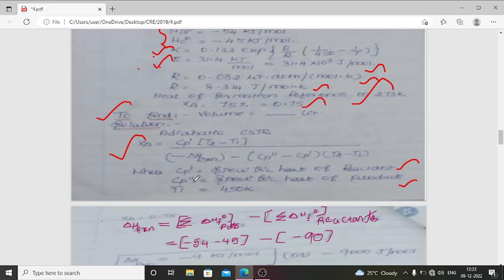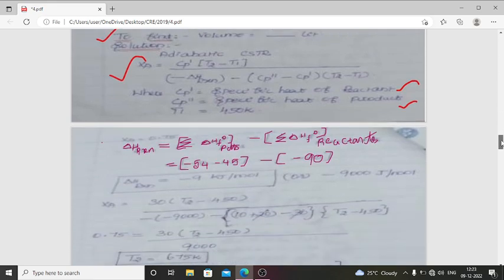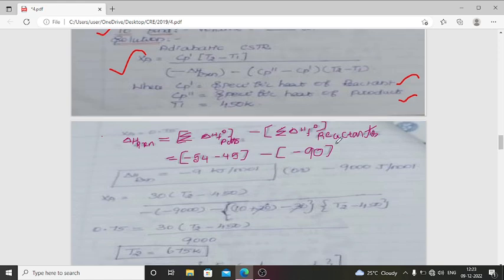Okay. So we want the delta H reaction value. This is unknown. T2 is also unknown. By using this expression we are going to calculate the T2 value. But one more unknown is here, that is the standard heat of reaction. Is any method available to calculate the standard heat of reaction? Yes. In our problem we have the standard heat of formation values, so we use them to determine the standard heat of reaction.